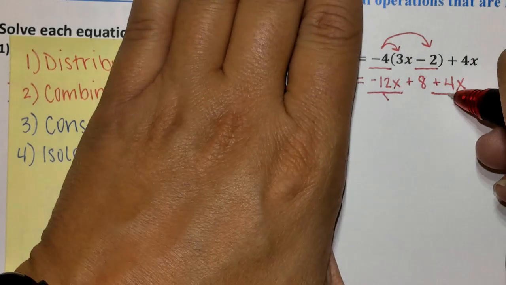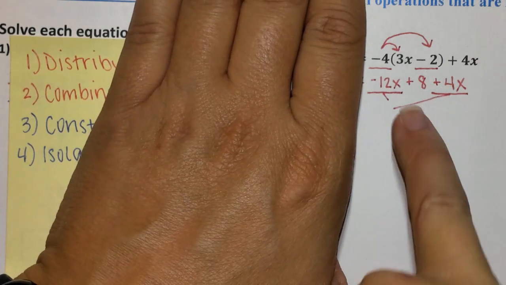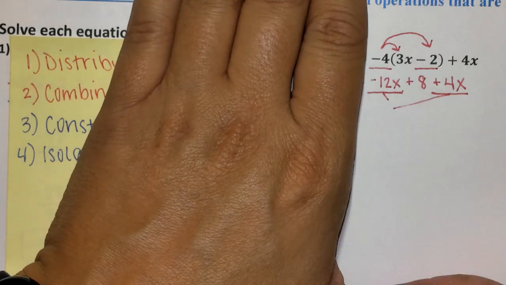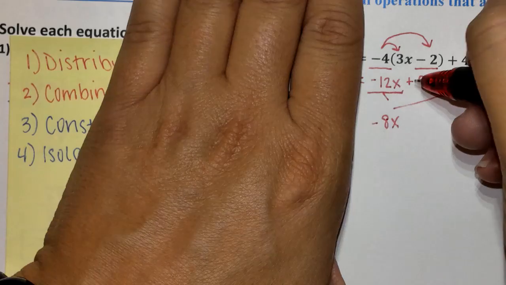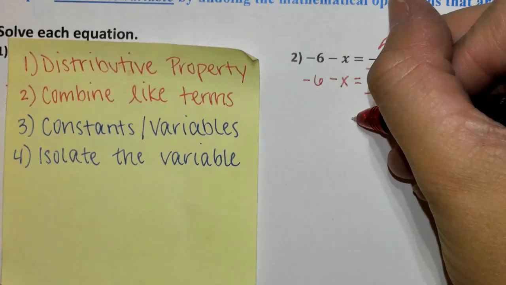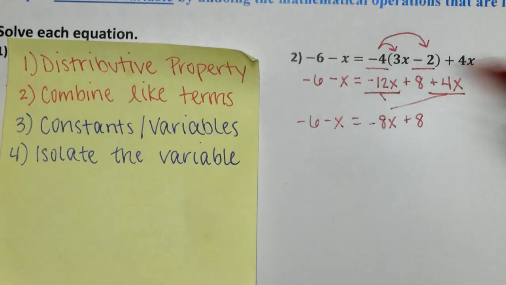Okay, those two together, remember we just combined them. Pretend like the 8's not even there. Negative 12x plus 4x is going to be negative 8x. All right, I'm going to bring down that positive 8 because we didn't do anything with it. Okay, I'm going to bring down my equal sign, the negative 6, and the minus x.